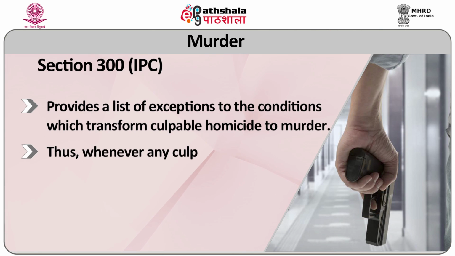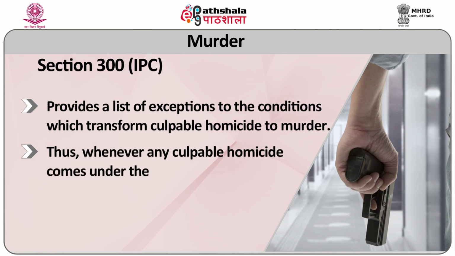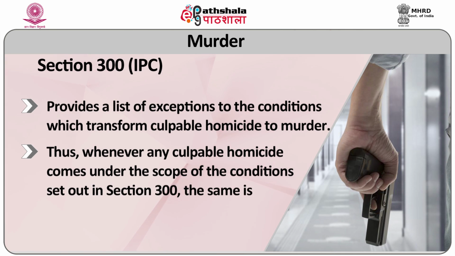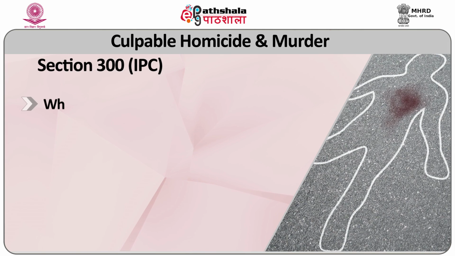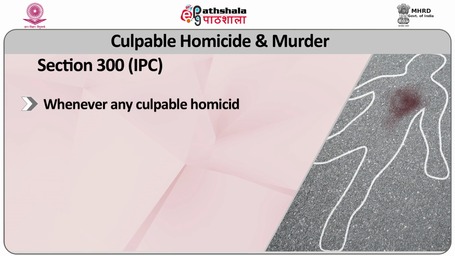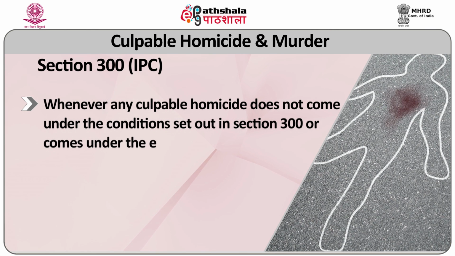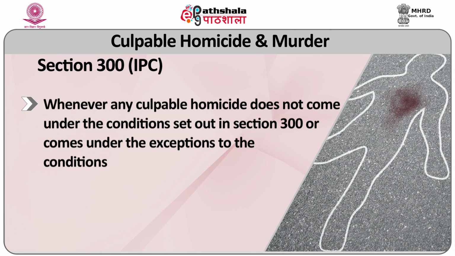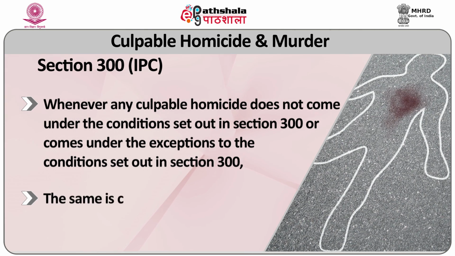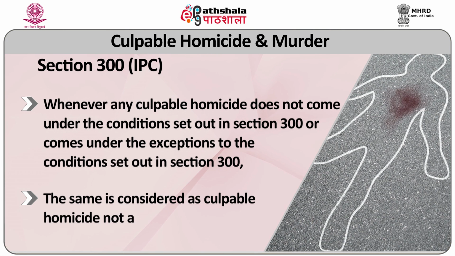Thus, whenever any culpable homicide comes under the scope of the conditions set out in section 300, the same is considered as murder. On the other hand, whenever any culpable homicide does not come under the conditions set out in section 300 or comes under the exceptions to the conditions set out in section 300, the same is considered as culpable homicide not amounting to murder.